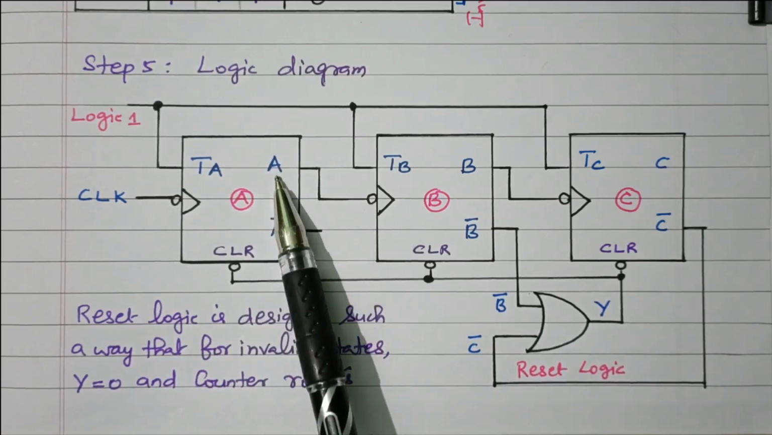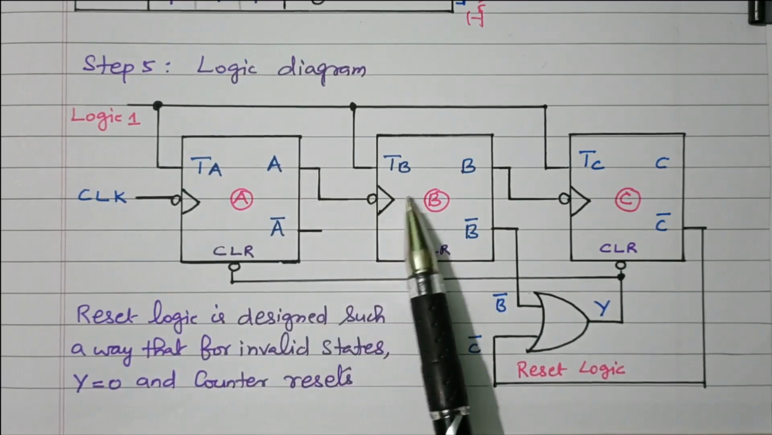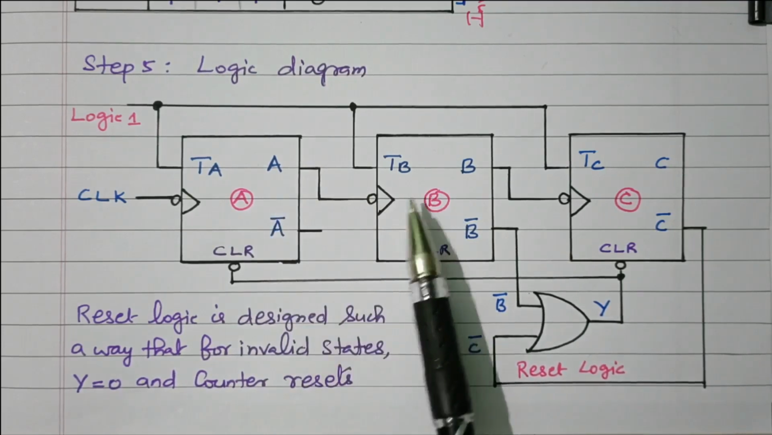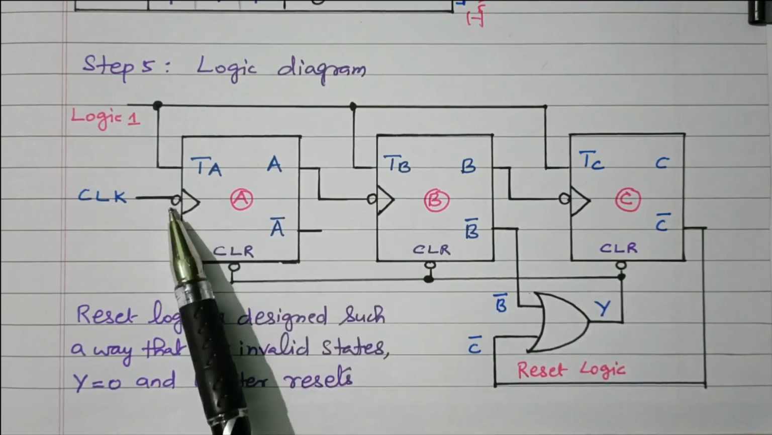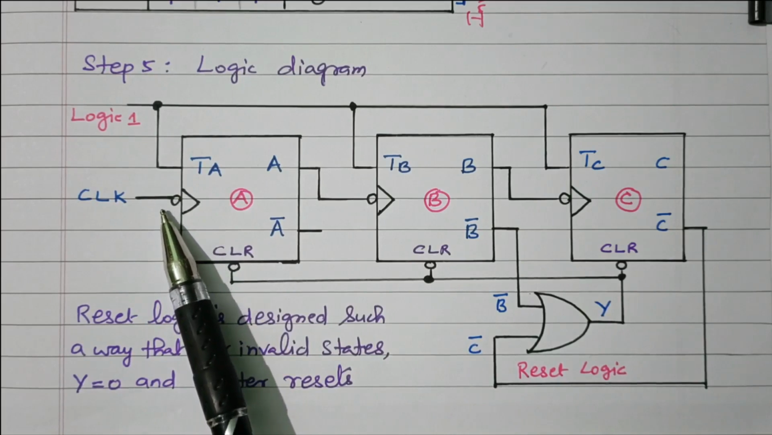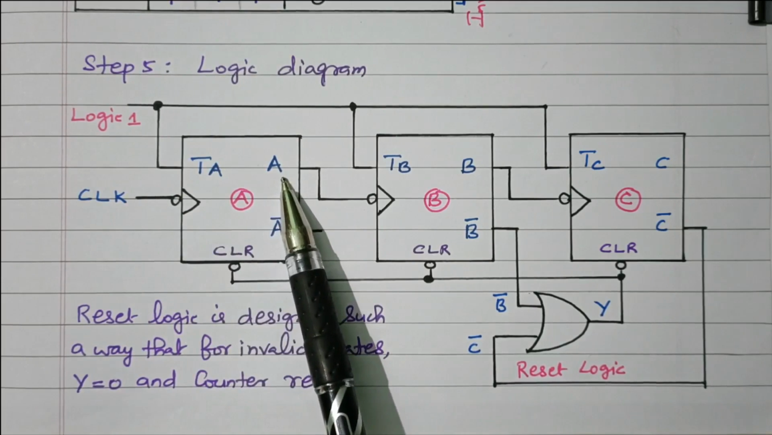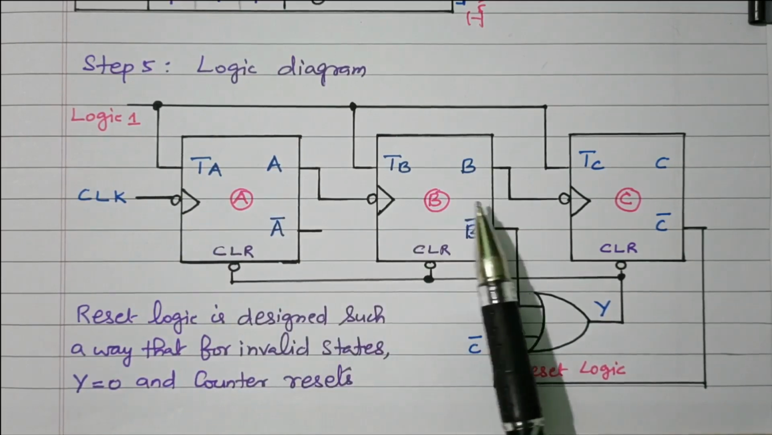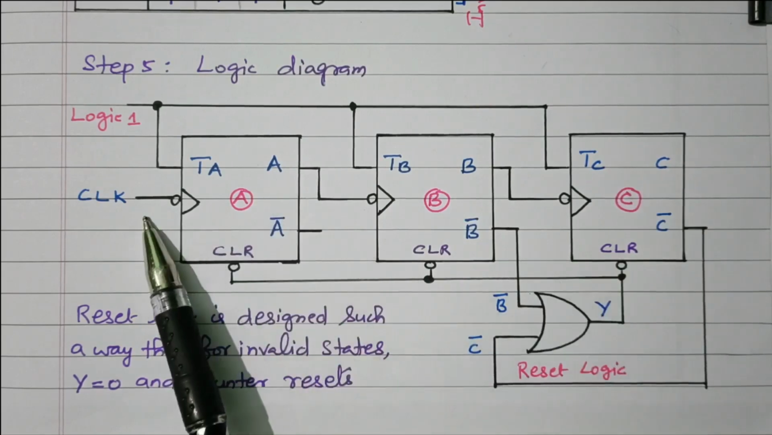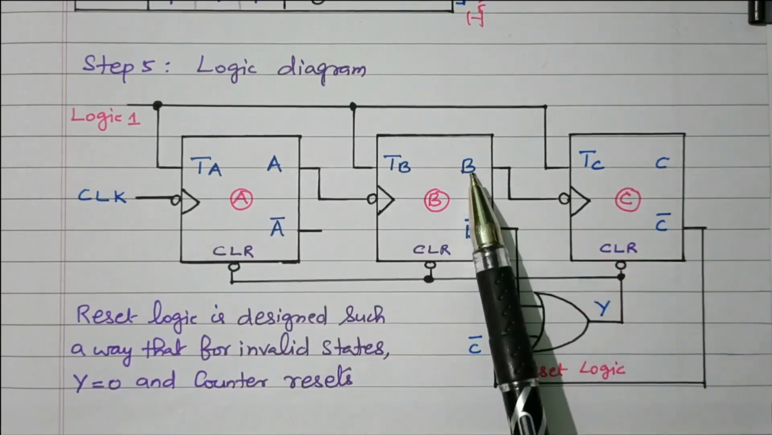For example, A equal to 0, we are applying the inverter. 0 means 1 is applied, so it will toggle. If A equal to 1, it will not toggle. The same state will be maintained because of the inverter. Here also, we have positive edge and negative edge. During the negative edge, A toggles. Similarly, during the negative edge, B toggles, and C toggles. So A is based on the clock pulse, B on output A, C on output B.